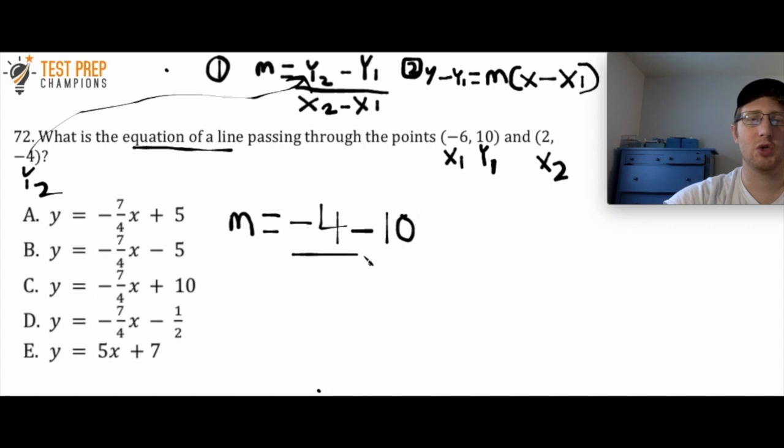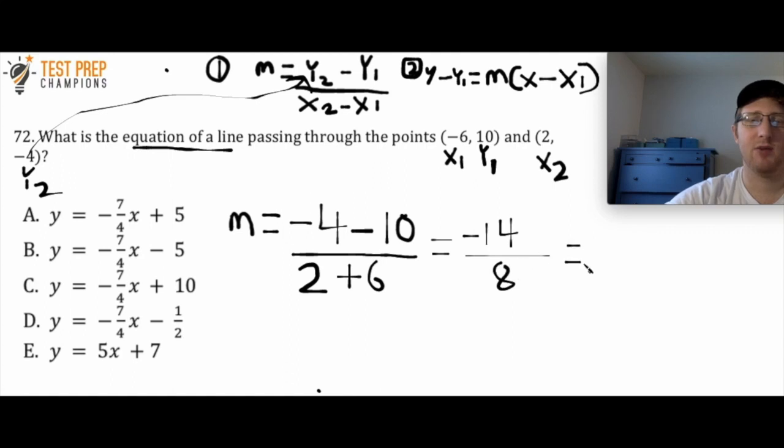All right, so now we go down to x2 minus x1. My x2 is simply 2, and my x1 is -6. Since I'm doing minus -6, I can just make this plus 6. Now you're welcome to use your calculator if you'd like to. I am just going to do this free-handed. So I have -4 minus 10 is going to be -14. 2 plus 6 is 8.